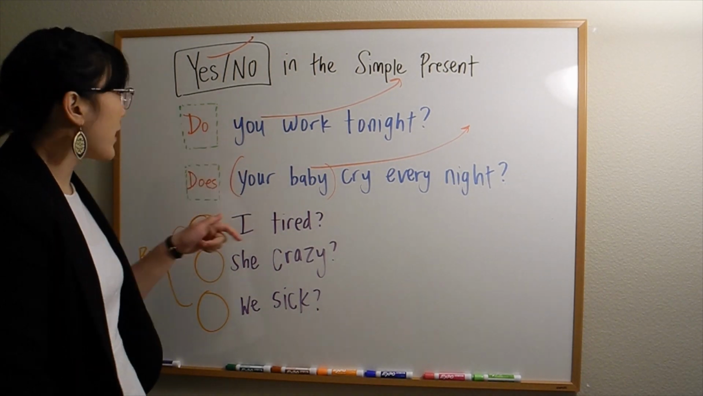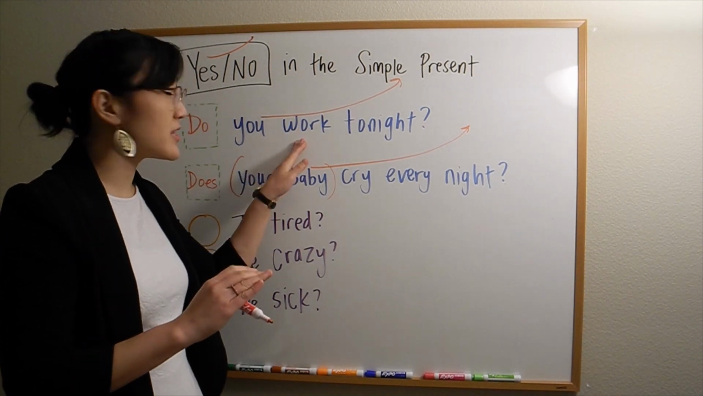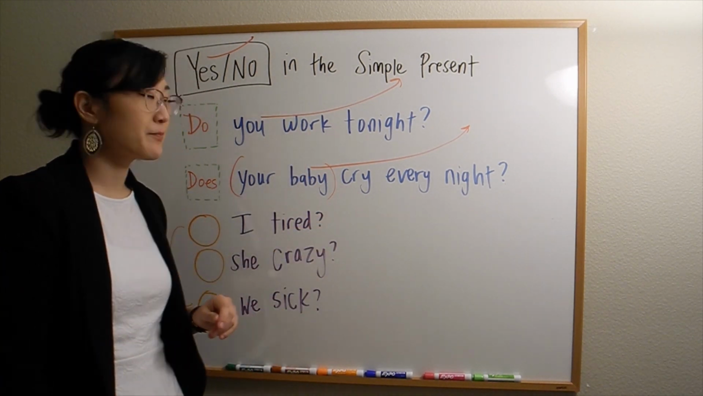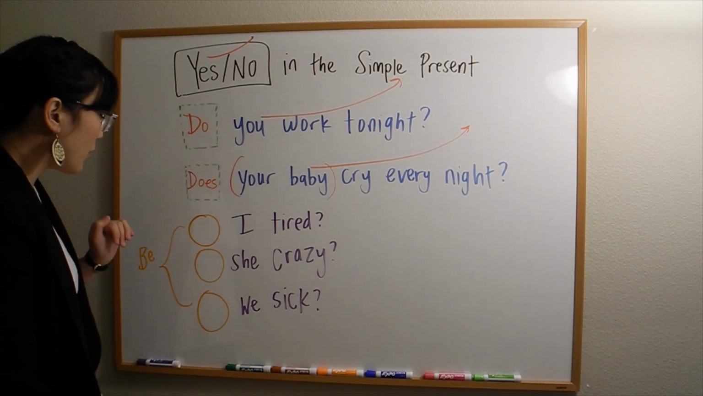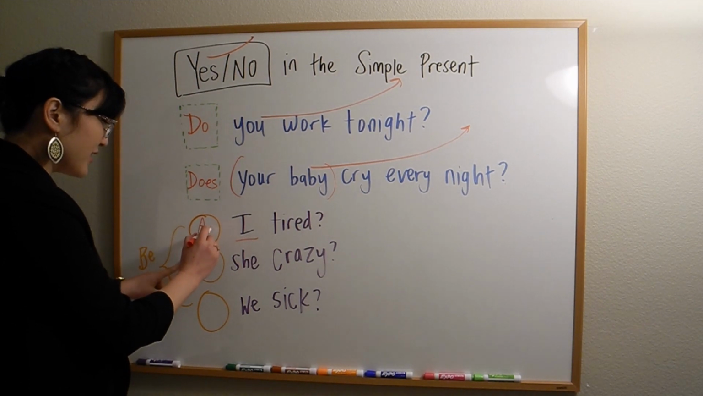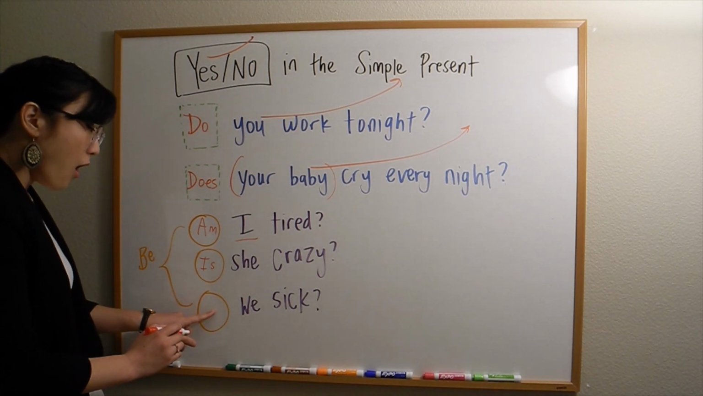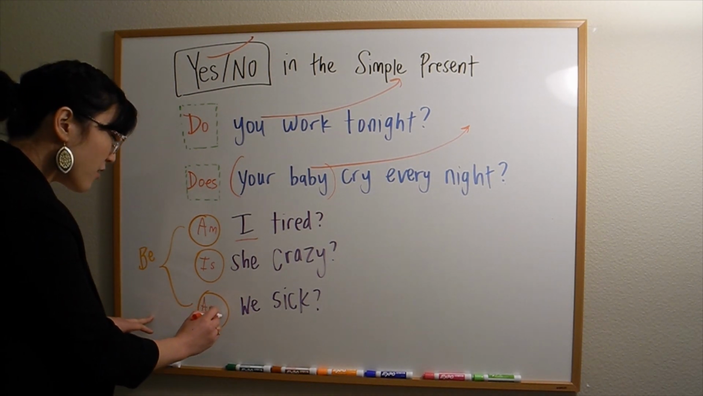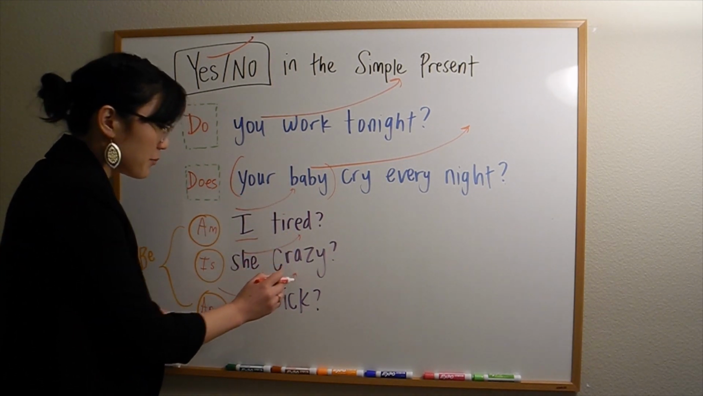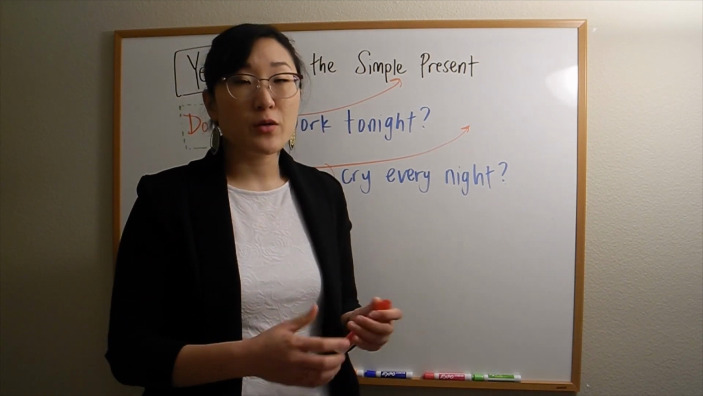And you need to remember, right? If I have do or does, the verb does not change. It stays in the original form. I don't have S, ES, or IES, right? Another way to use a yes or no question is with the be verb, right? So I could say, am I tired? Is she crazy? Or are we sick? Right? All of these will go up, up, and up, right? That's important when you are practicing these questions.